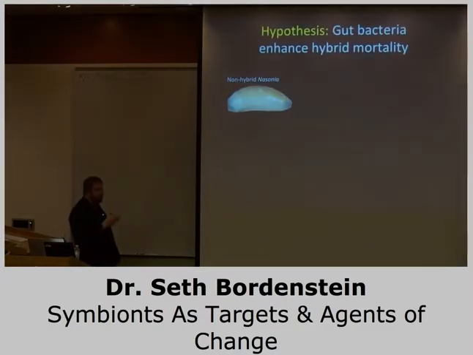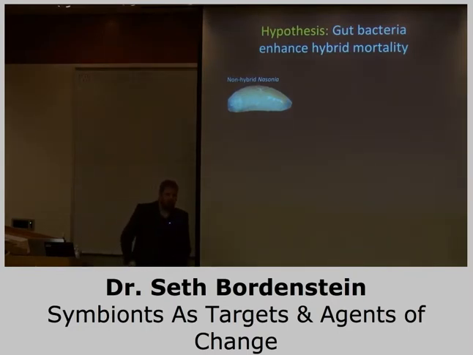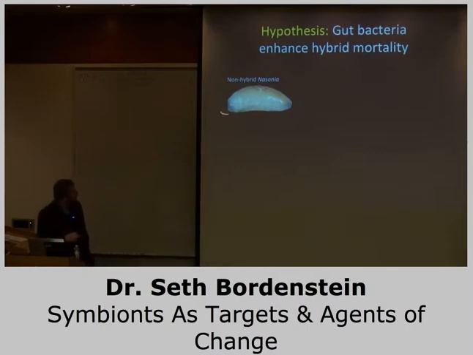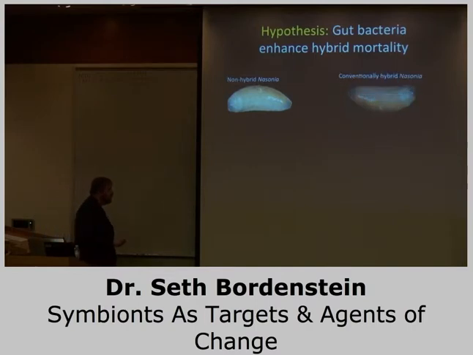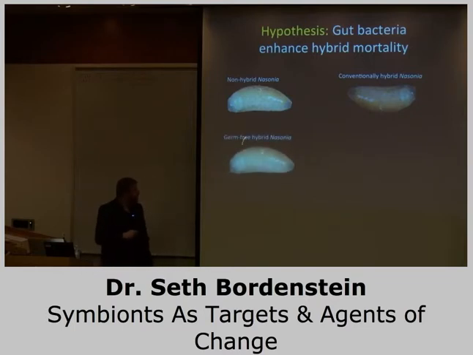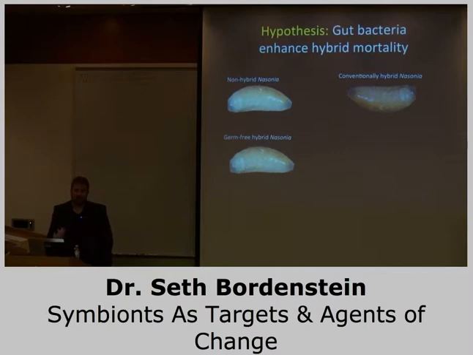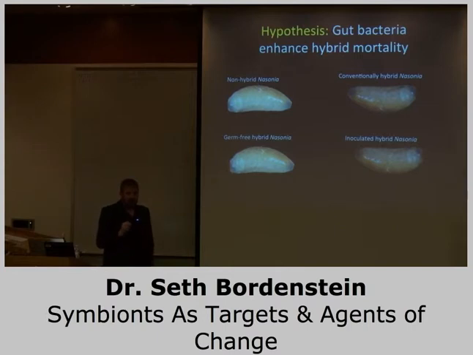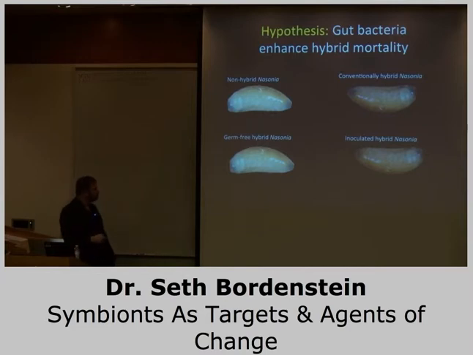Okay, correlation is great. This is kind of where we are. Now we want to move on to functional tests. And if bacteria cause hybrid mortality, there are very simple predictions, right? So a non-hybrid Nasonia will live. A conventionally reared hybrid will die. We know that. We've shown that. A germ-free hybrid Nasonia, if bacteria cause mortality, will live. We take a hybrid that should die, we take out its bacteria, and that hybrid will live. And then we can reinstate mortality by inoculating hybrids that are germ-free with microbes to cause the mortality.